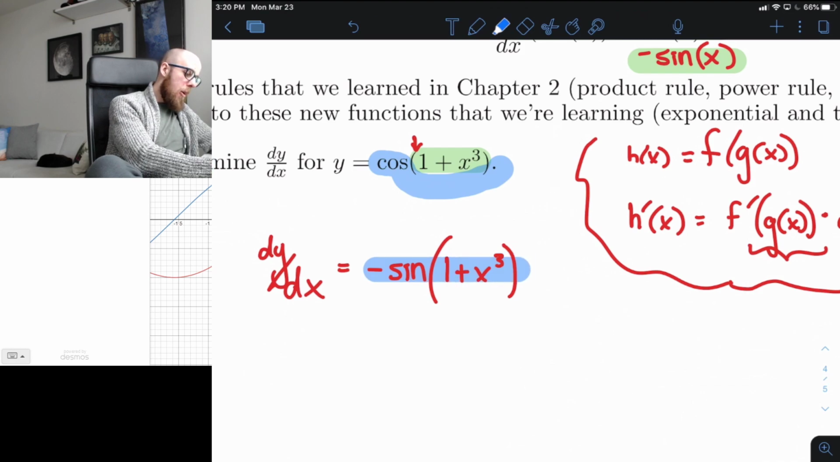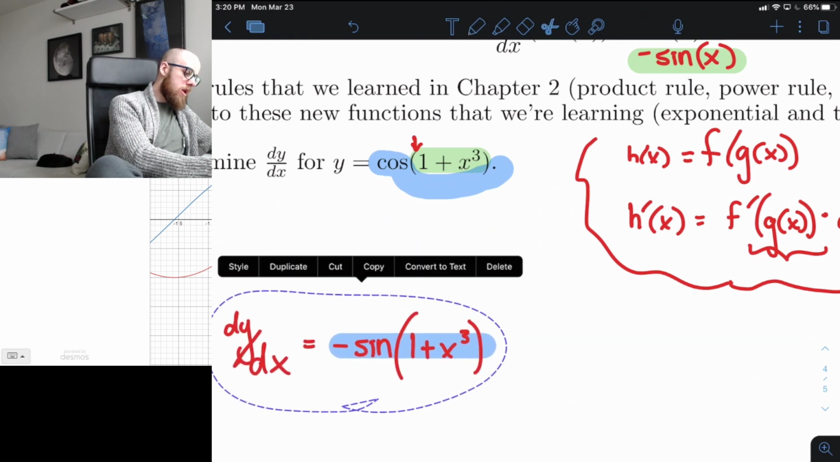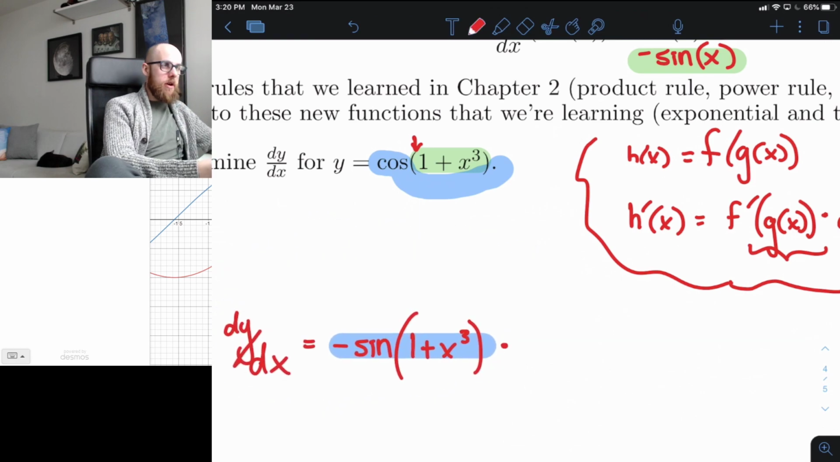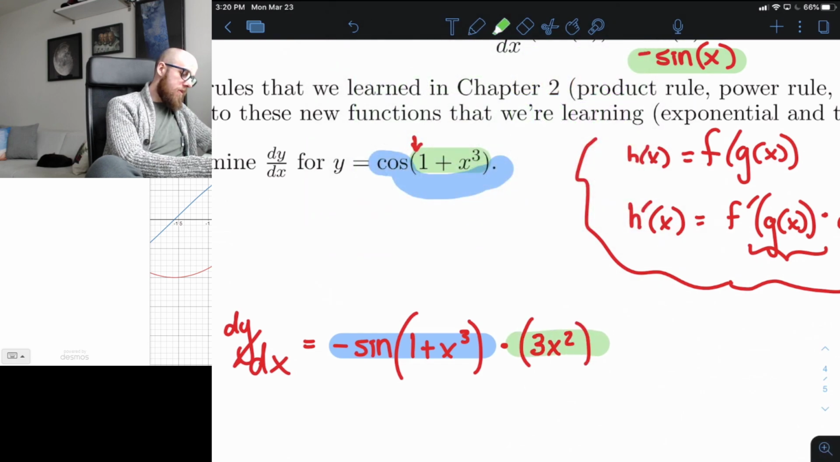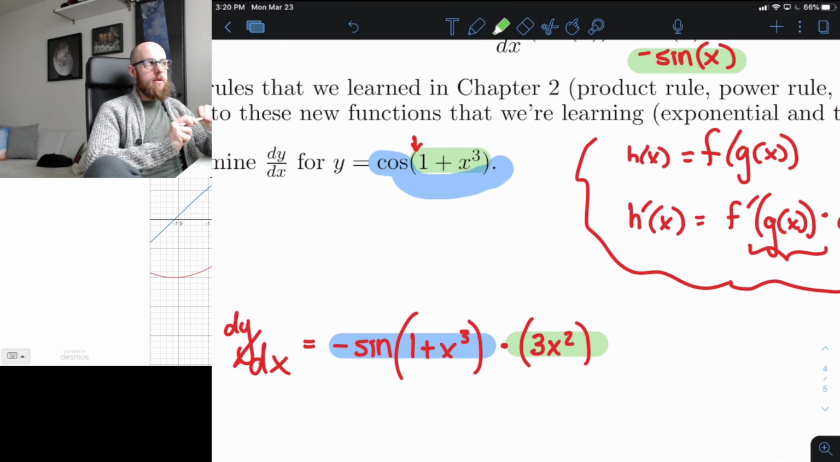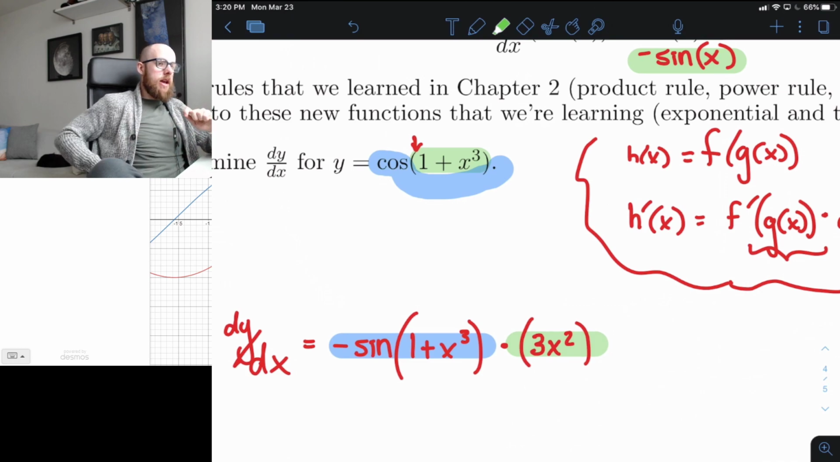So that's fine. But I have to remember to multiply this thing now by the derivative of the inner function. So in this case, the inner function is just that little polynomial bit there. So derivative of 1 plus x to the power of 3 is just 3x to the power of 2, all right? And then I'm done. That's it. I've taken my derivative. Any questions about that one? Are we good?